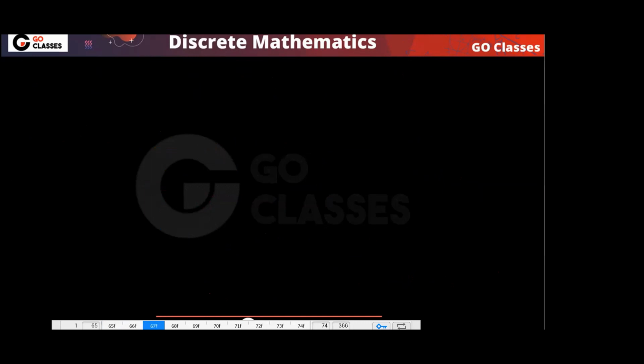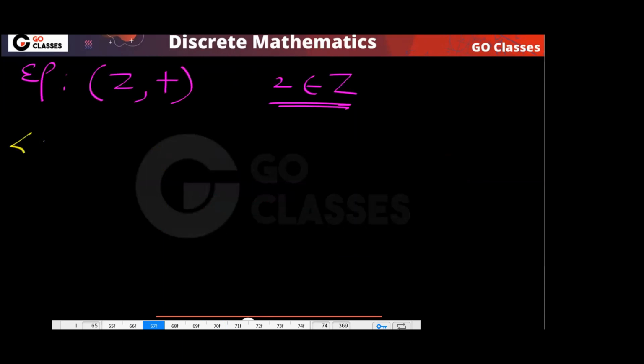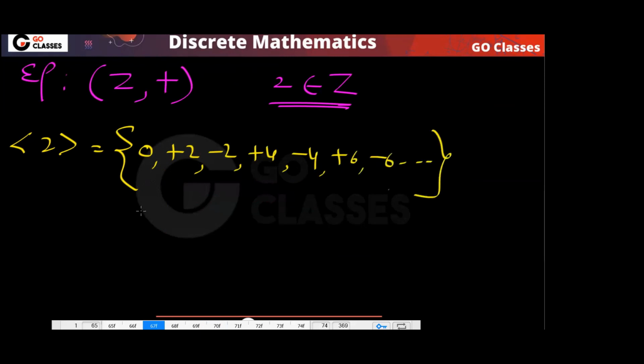Let me take one example so that it becomes clear to you. Consider the set of integers, comma, addition. Now 2 belongs to the set of integers, right? What is the subgroup generated by 2? That will be all the even numbers. So you can notice, yes, this is a subgroup of Z.